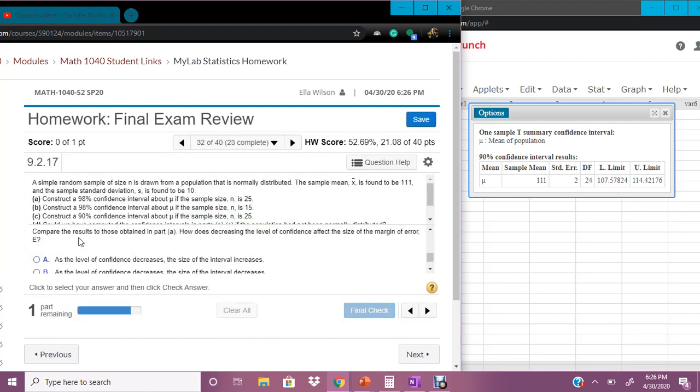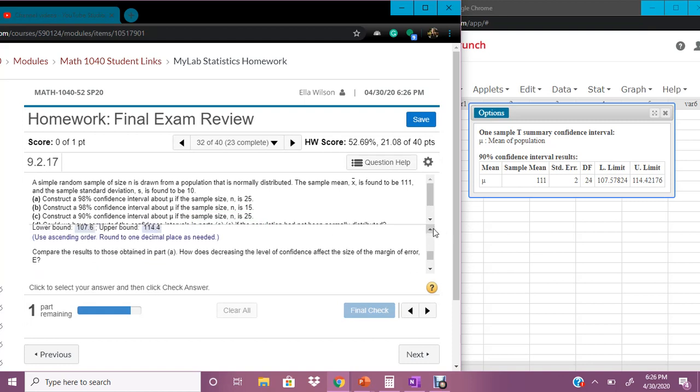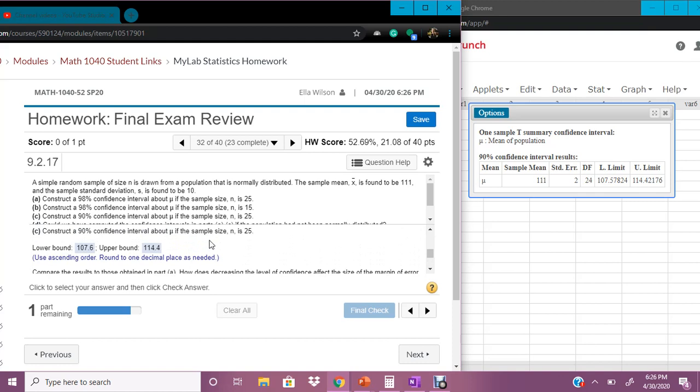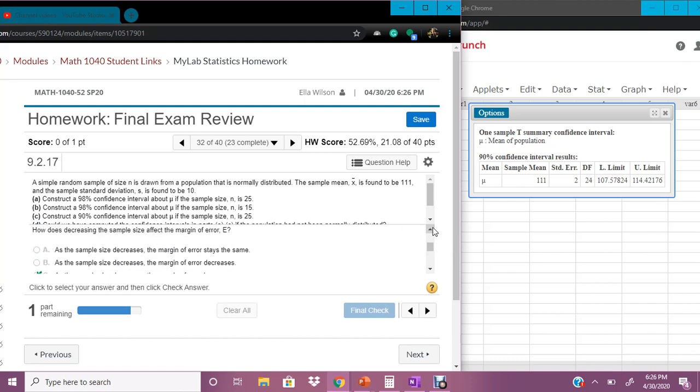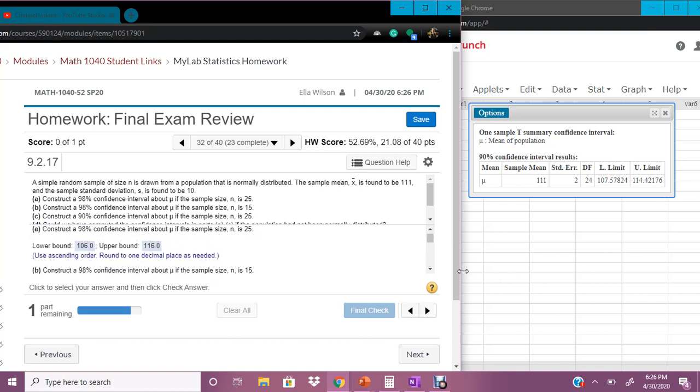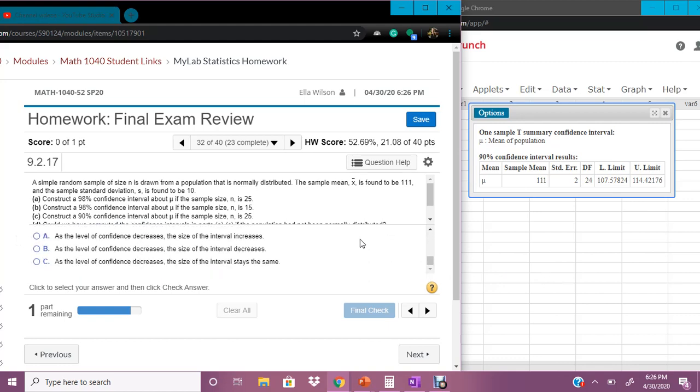Now it's going to ask us, how did decreasing the level of confidence affect the size of the margin of error? Right here we have 107 to 114. That's about a 7 point range. And up here we had a 10-point range. So when we decreased the level of confidence, the size of the interval decreases.